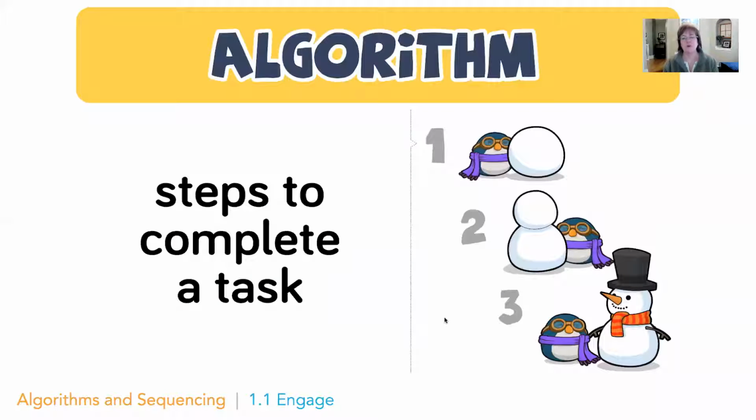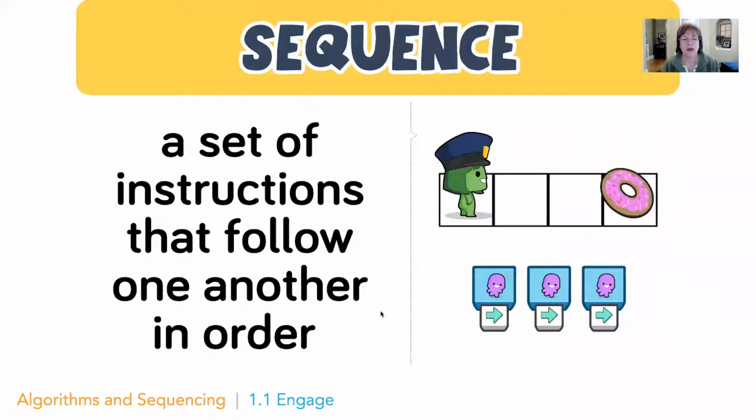So last week we learned about algorithms. An algorithm is steps to complete a task. And we had to sequence those steps, so a set of instructions that follow one another in order. We had to make sure that when we wrote our algorithm or our list of steps for Gracie, we put them in the right order or sequence.